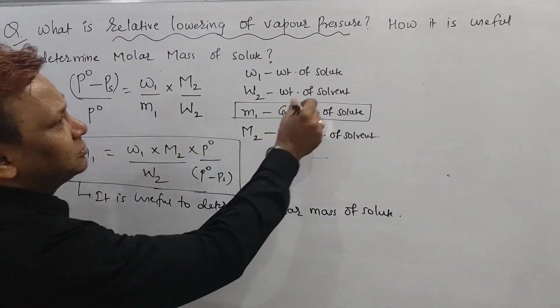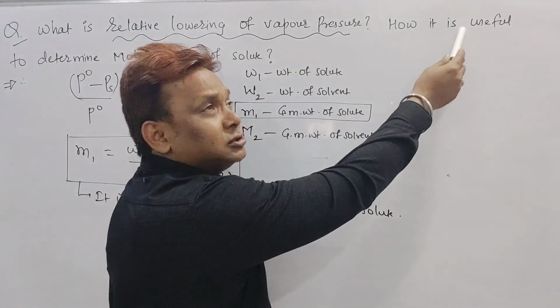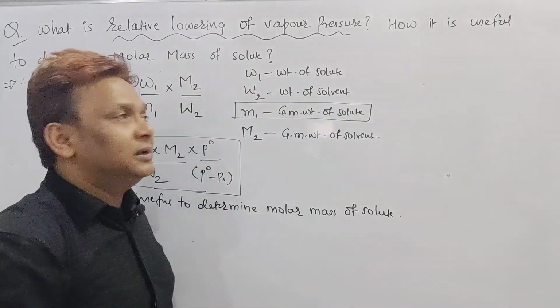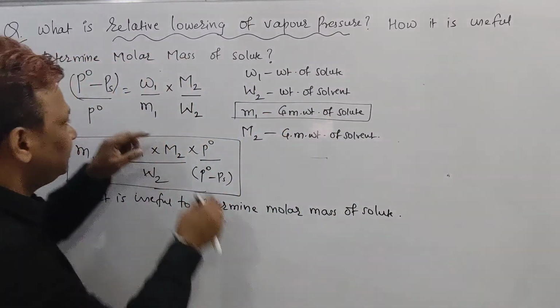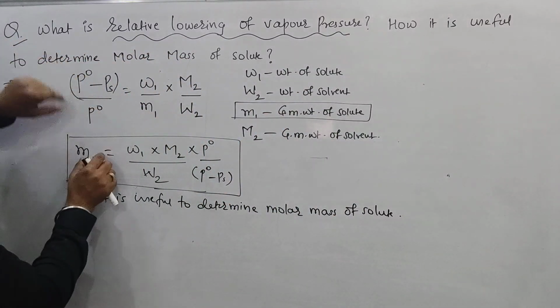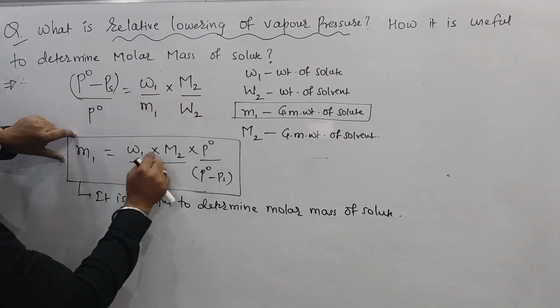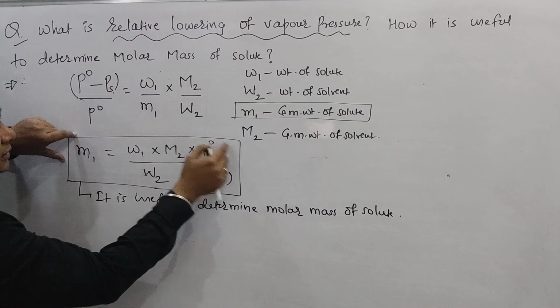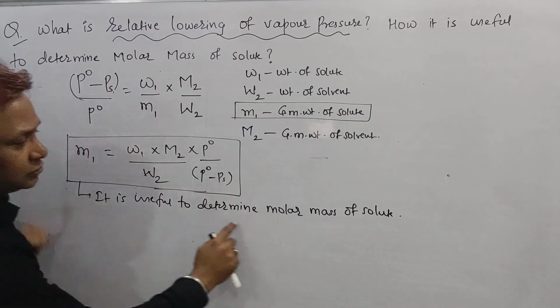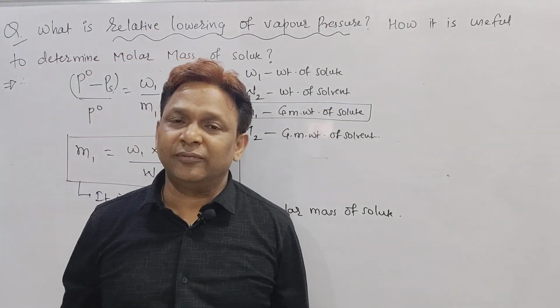Now the second part: they are asking how it is useful to determine the molar mass of the solute. The molar mass of the solute is M1. Take M1 to the other side, so W1, M2 are there, P naught minus PS comes down, and P naught comes to the numerator. This is the formula that helps us determine the molar mass of a solute.